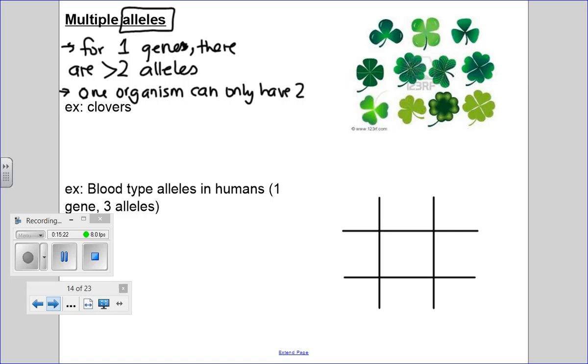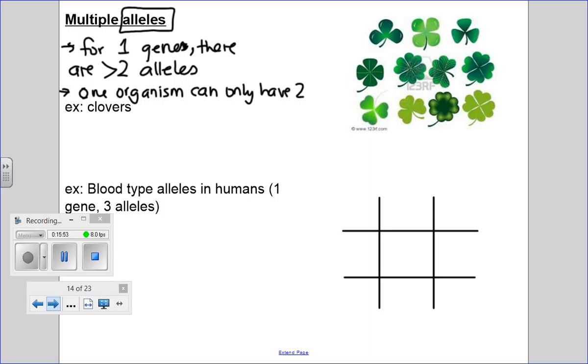I put a picture over there of clovers. The appearance of the leaf on a clover is controlled by 1 gene, but there are a whole bunch of alleles that are possible. Each clover only has 2 of them because they only have 2 copies of each chromosome, but that doesn't mean that out in the world some other clover doesn't have different versions than that. Now sometimes when we talk about plants, it doesn't seem very real because you are not a plant.